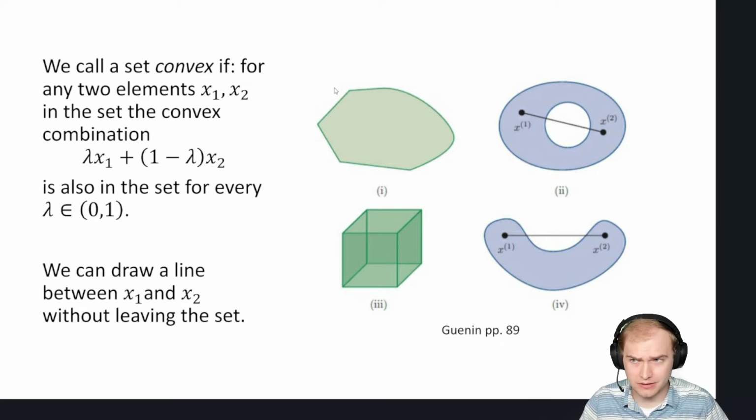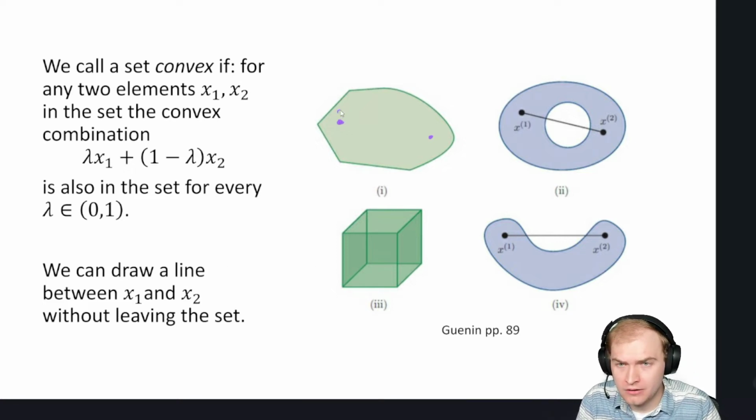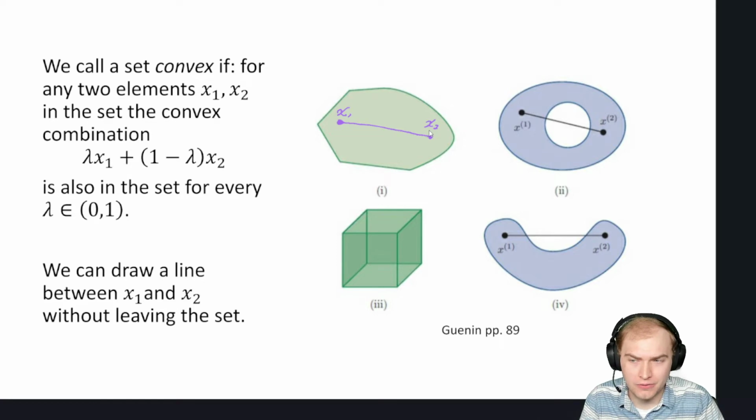We call a set convex if for any 2 elements of that set, elements just being points or functions or whatever, pieces of that set, we can draw a straight line between those 2 points, and that whole line is within the set. Every point on that line is in the set. That's sort of the basic understanding.